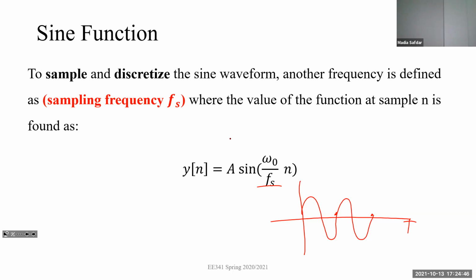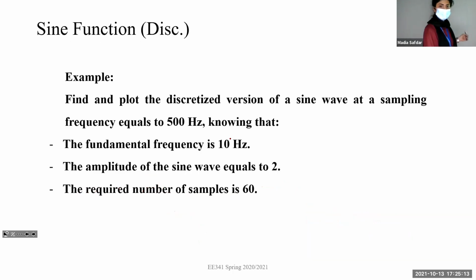And then, in order to get the number of samples, we have to divide the fundamental frequency by the sampling frequency. F0 divided by Fs. Okay? Then we will get the number of samples. So you know that omega naught is equal to 2 pi f. Then this will be divided by Fs. Same thing, but we will only introduce sampling frequency. So this is an example.